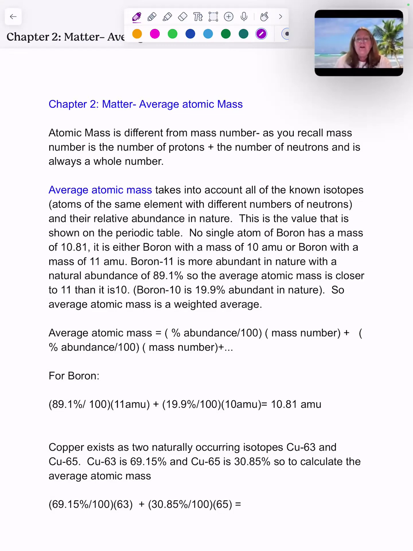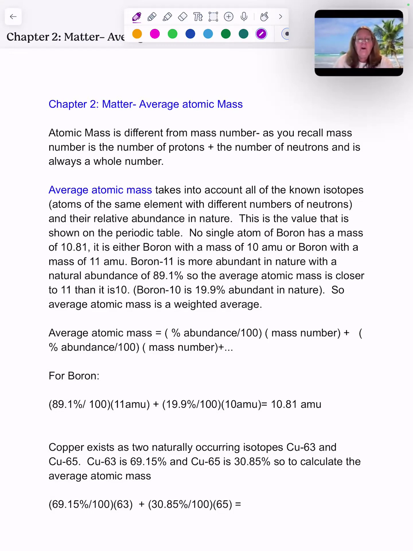Okay, so if boron is 89.1% boron 11, that leaves 19.9% to be boron 10. And we're going to calculate this as a weighted average. A weighted average takes into account the percentages. You take your percent and divide it by 100. That just turns your percent back to a decimal. You're going to multiply it by the mass number, that whole number. And you're going to do that for every isotope.